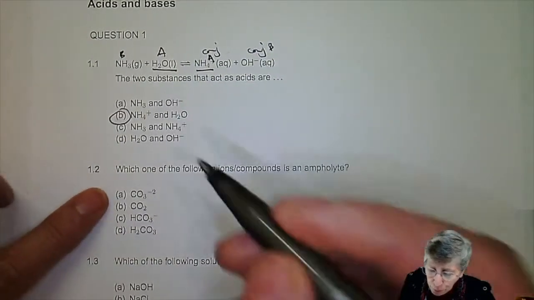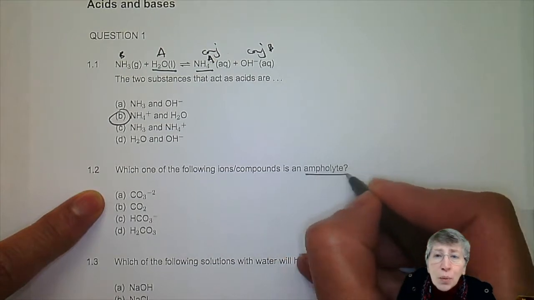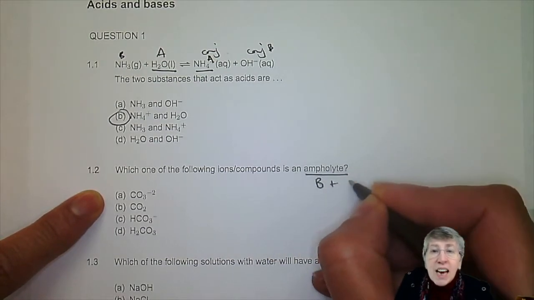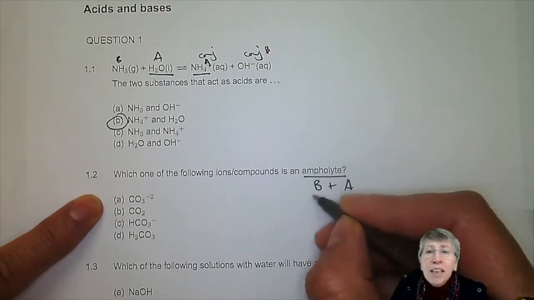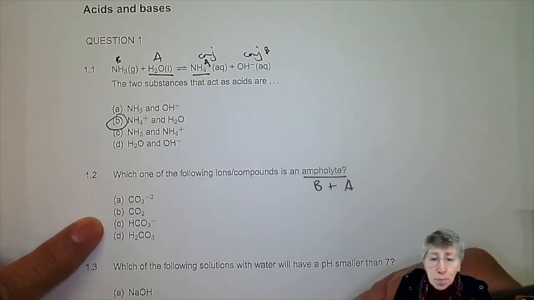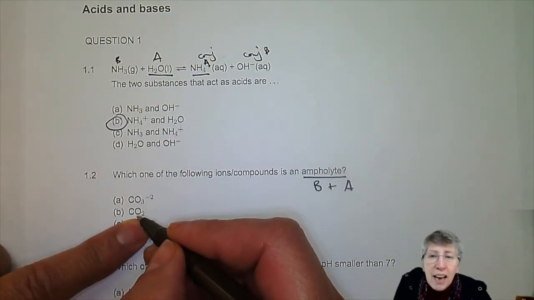Right, next up. Which one of the following ions or compounds is an ampholyte? What do we know about an ampholyte? That's something that can act as both a base and an acid. So it needs to be able to give off an H+ and to receive an H+. And immediately the first two will not be able to act as acids.